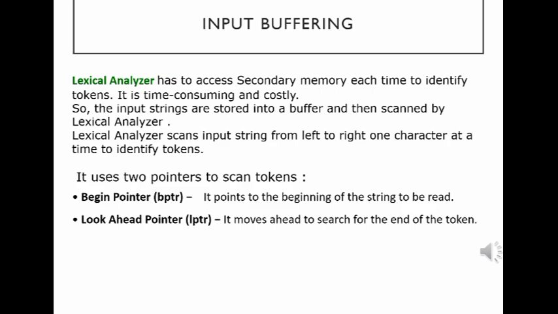The lexical analyzer scans the input string from left to right, one character at a time, to identify tokens. The idea is simple. Instead of reading single characters, we read large blocks of data into two alternating buffers. While one buffer is being processed, the next buffer is filled from the source file. It uses two pointers to scan tokens, the begin pointer and the look ahead pointer. The begin pointer points to the beginning of the string to be read. The look ahead pointer moves ahead to search for the end of the token.